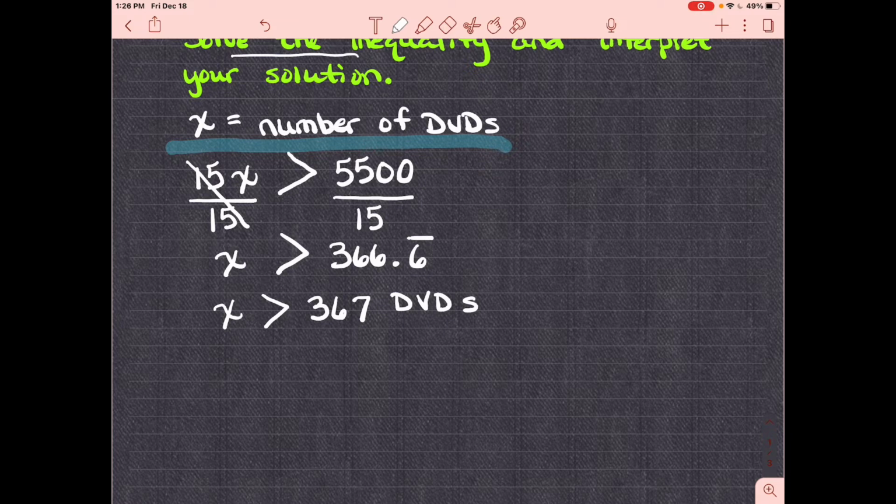So 366 is not going to cut it. It's not going to be enough. So 367 will push me over the 5,500. I might have sold 368 or 369 because all I know is that they raised more than $5,500. So this is like the minimum. This is like the minimum that we know they sold based on the amount of money they have.